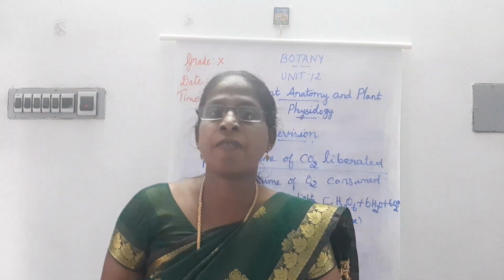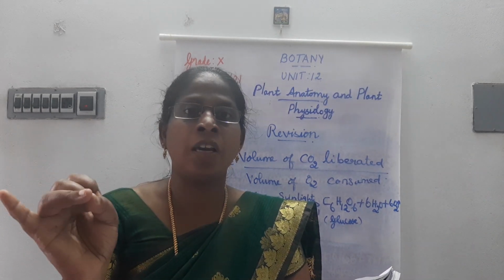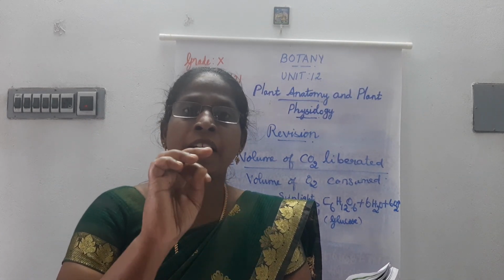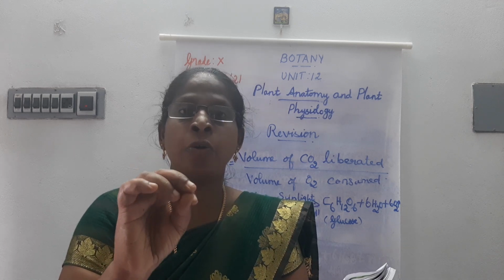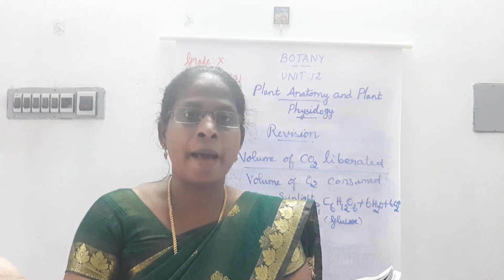First, about the number of xylem: in dicot root, tetrarch; in monocot root, polyarch. Next, about the cambium: in dicot root, during secondary growth, cambium is present. In the monocot root, cambium is absent.